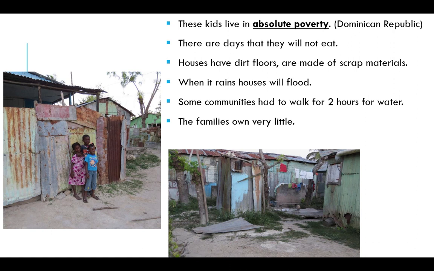These families own very little. There's no furniture, toys, little clothing. I saw little old ladies like your grandmother's age sleeping on cardboard on the floor in these communities. So we all agree this is an example of absolute poverty. There is not going to be any question there. They are below whatever poverty line exists for the Dominican Republic.